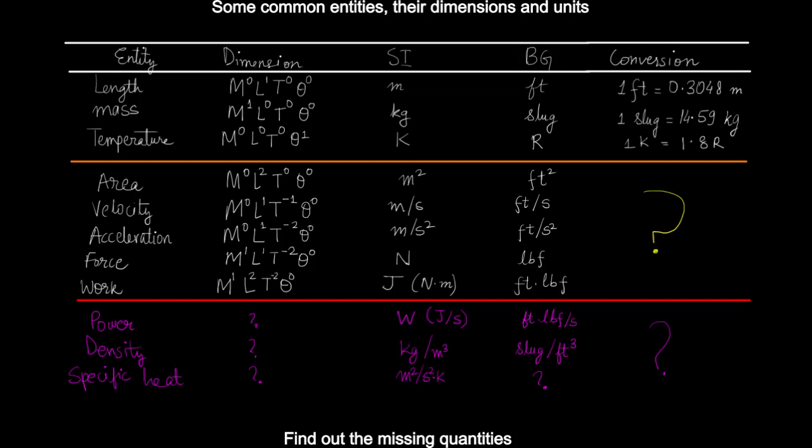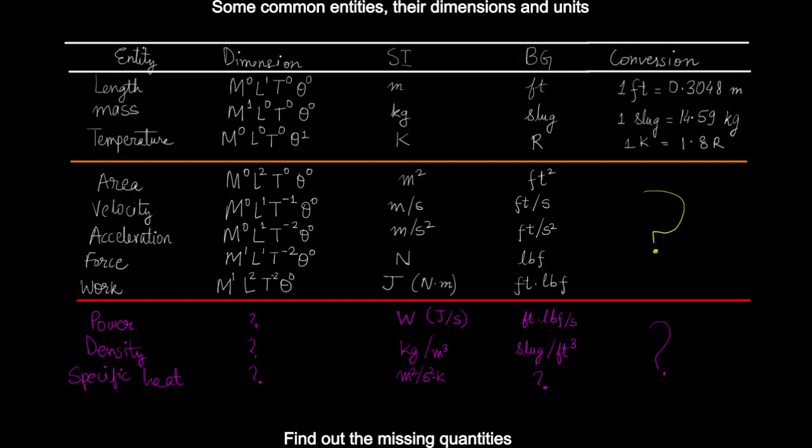Proceeding, the unit of velocity in SI is meter per second, whereas in BG system it will be feet per second. And the dimension, quite naturally, because velocity is a length per unit time, that is the rate of change of distance per unit time, and so the dimension will have L to the power 1 and T to the power minus 1. The other exponents will be 0.